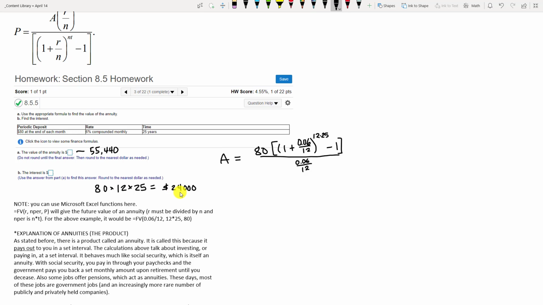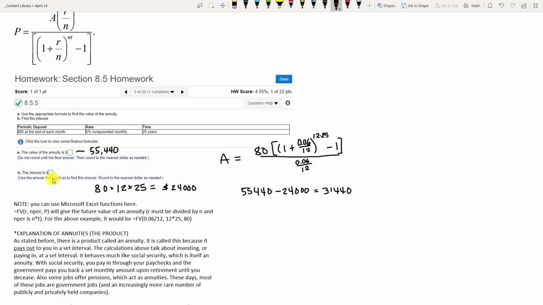So that's my amount of money that I put into this investment. I put in $24,000. At the end of 25 years, it's worth $55,440. So I made in interest the difference between those two numbers. So I'll take $55,440, and then I'm going to subtract $24,000. And that's pretty simple math. I can do that one in my head. And so we'll take that number and we get $31,440. And so that's the amount of money that I made in interest.